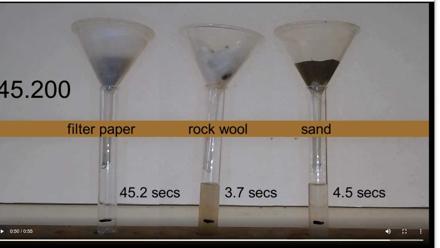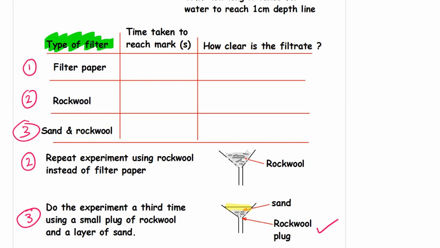Clear results there. You can put the times into your results table and look at the filtrate. How clear is the filtrate? On the left hand side, nice and clear, very cloudy in the middle, and then slightly cloudy on the right hand side. So let's now go back to our results table. You can fill this in.